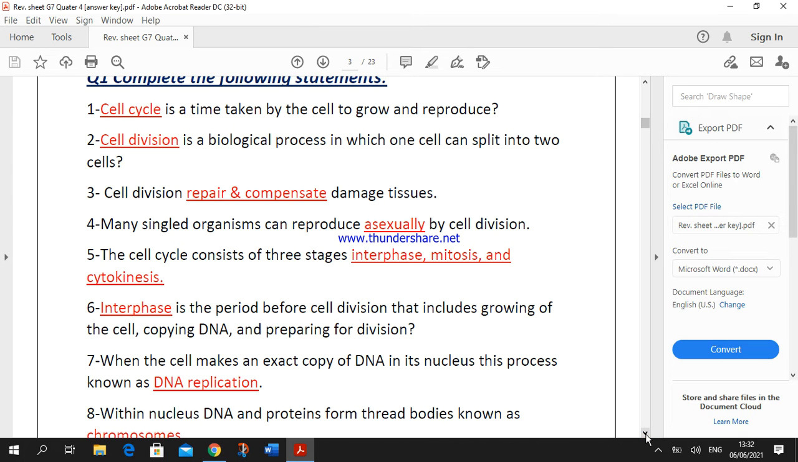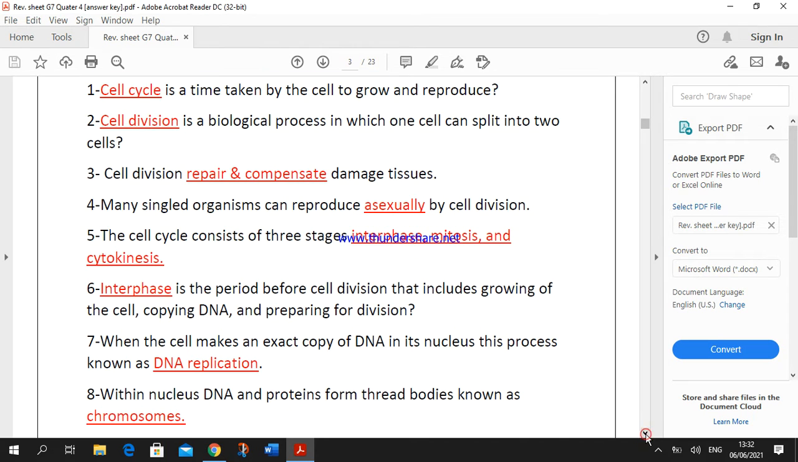Complete. Number 1, the time taken by the cell to grow and reproduce. This is known as cell cycle. Number 2, a biological process in which one cell can split into 2 cells. This is known as cell division. Number 3, cell division repairs and compensates the damaged tissues. Number 4, many single organisms can reproduce asexually by cell division, okay, as amoeba and bacteria.